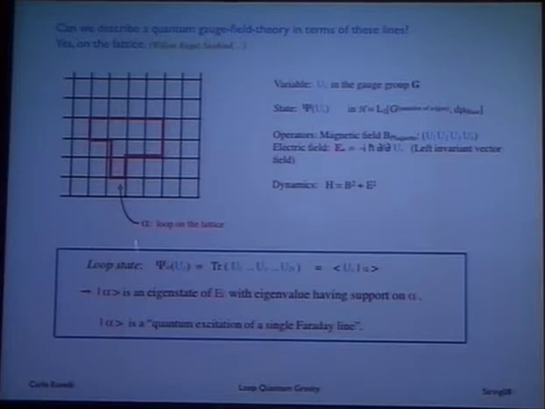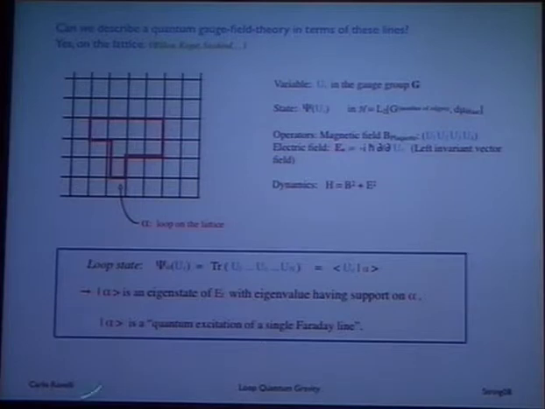Now, in this context, you can define a state by taking the product of the group variables, which are the main variables of the theory, along a loop in the lattice. And this state here is a well-defined finite norm state in the Hilbert space of the theory. It has the property of being an eigenstate of the electric field. This is simple. The eigenvalue is zero everywhere, except on the loop itself. So it's literally a quantum excitation, a single quantum excitation of a Faraday line.